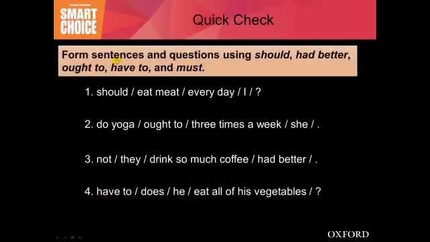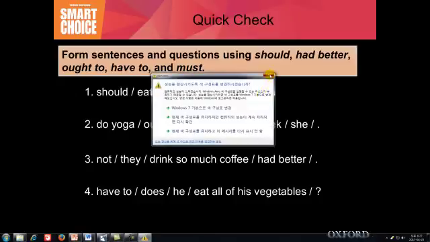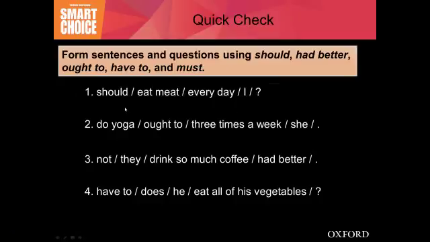So let's take a look at this exercise here. Form sentences and questions using should, had better, ought to, have to, and must. Should eat meat every day, with a question mark. So you're going to ask a question about that. How do you do that? Should I eat meat every day? Well, you probably shouldn't, or you ought not to eat meat every day.